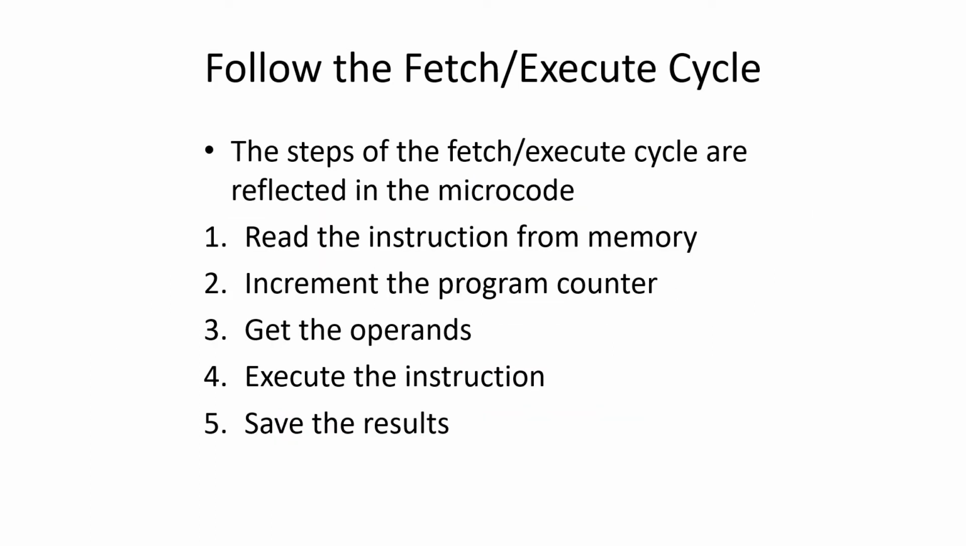The microcode implements the fetch execute cycle. The first step is to fetch the instruction from memory, or go out and read that memory address. Of course, the program counter always contains the address of the next instruction to be executed, so that's where it will read. You then have to increment the program counter so it doesn't keep executing the same instruction. Once the instruction is in the machine, you'll have to get the operands. They may be in memory, in another register, or immediate. After you've got all the data and operands, you have to execute the instruction through the ALU, and then you store the results back into a register.